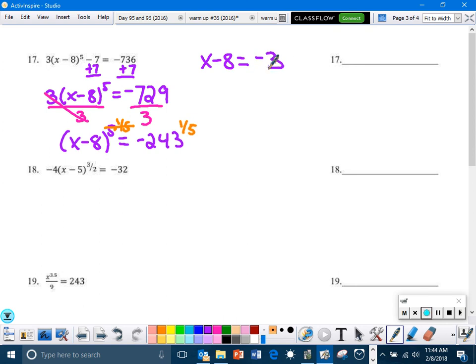Okay, I'm not going to do the calculator. You can do the calculator part on your own, and you can pause again at any time that you need to. So x minus 8 equals negative 3. Last step, we're going to add 8. And so our answer is 5.